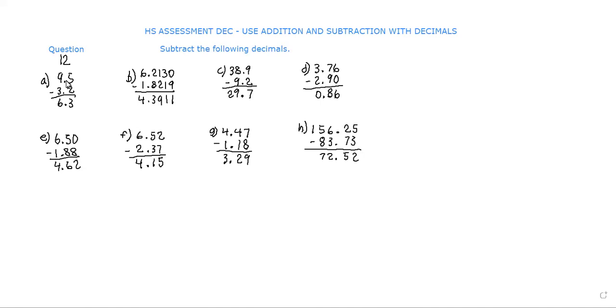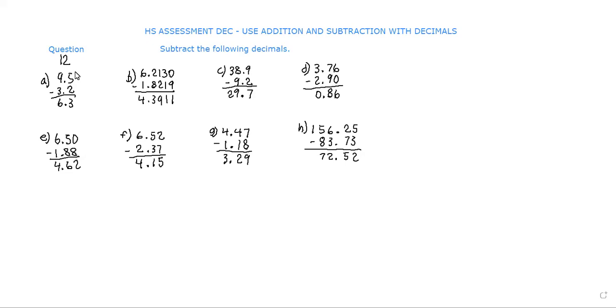So remember that whenever we're subtracting and adding decimals, we have to make sure we line the decimals up in vertical columns. That's so the place values of the numbers will all be lined up because we can only add or subtract numbers in the same place value. All right, so let's begin.